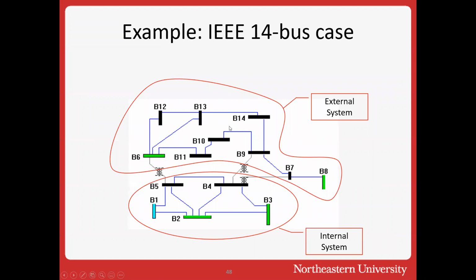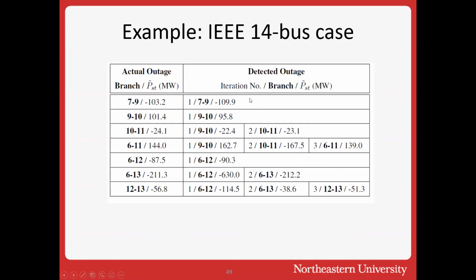So for example, if you take a look at this very simple 14-bus system, consider this to be your internal system, this to be your external system, and any one of these lines can be outaged. You are supposed to rely on your measurements at these two boundary nodes, bus 5 and bus 4, to determine which line is actually taken out of service. And here are some results.